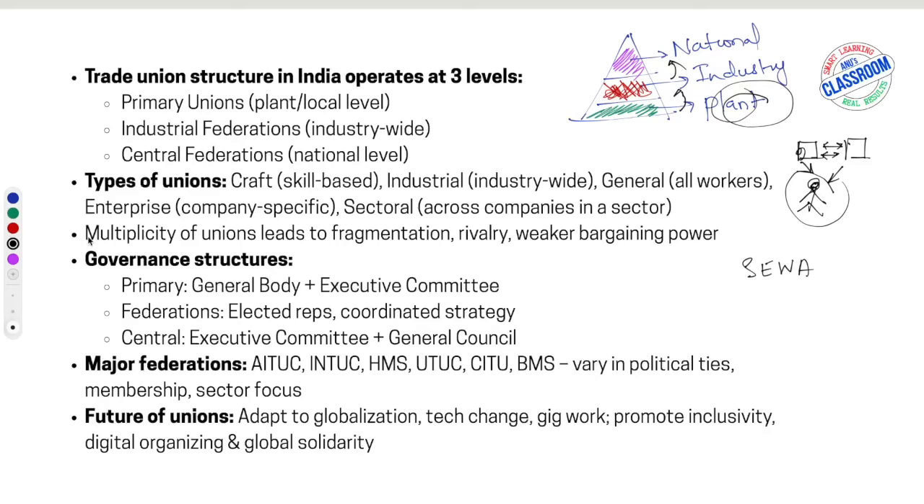Now, let us talk about the governance of these trade unions. How are these unions actually run? That is the question. We have three levels: the plant level, the industry level, and the national level. How are these unions run at each of these levels? At the primary level, things are very simple. You have a general body, that is all the members of that particular union, and then we have an executive committee, that is the leaders and the decision makers. They will manage disputes, take decisions, and negotiate with the employers. It is a bit like the managing committee of your apartment building.